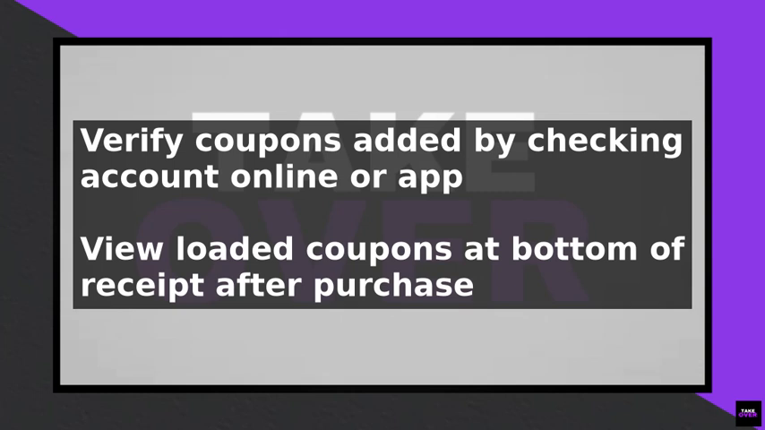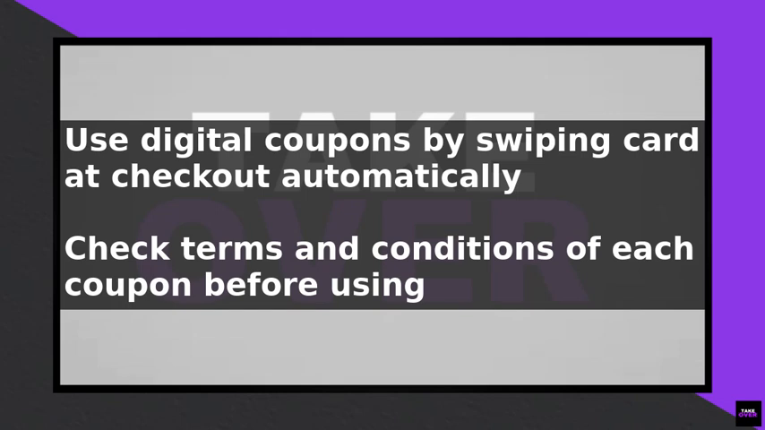In addition to linking digital coupons to your Kroger card, you can also use the Kroger mobile app to find and add coupons, view your shopping list, and keep track of your savings. The app is a convenient way to manage your account and maximize your savings on the go.